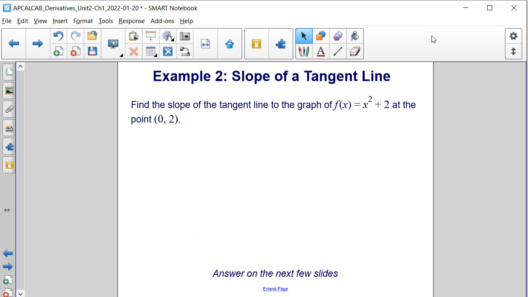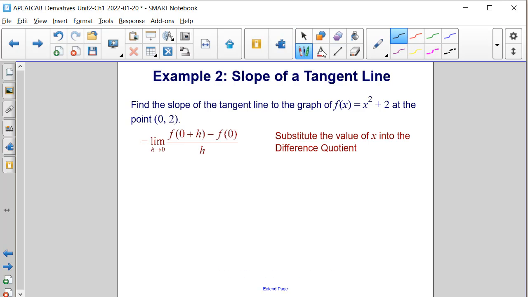Let's try another example. This time we're going to find the slope of the tangent line to the graph of f of x is equal to x squared plus 2 at the point 0, 2. We're going to start by writing out the difference quotient, which is f of x plus h minus f of x all divided by h, and we're going to take the limit of this as h approaches 0. And then we can substitute 0, which is our x coordinate, in for x. So we have the limit of f of 0 plus h minus f of 0 all divided by h as h approaches 0.